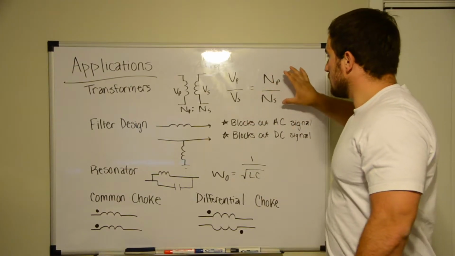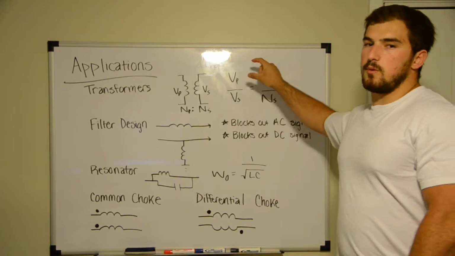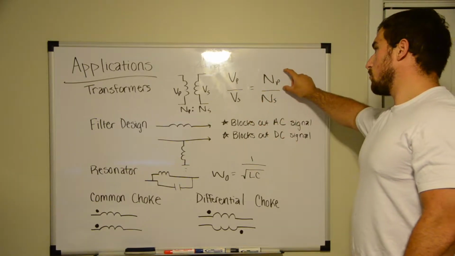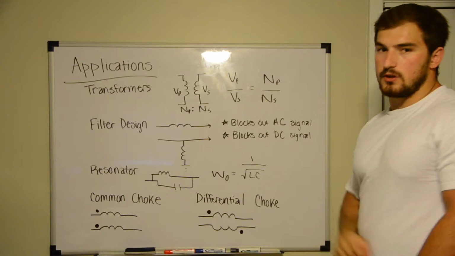So for this, we use this equation right here. The voltage primary over the voltage secondary equals the number of turns primary to the number of turns secondary.